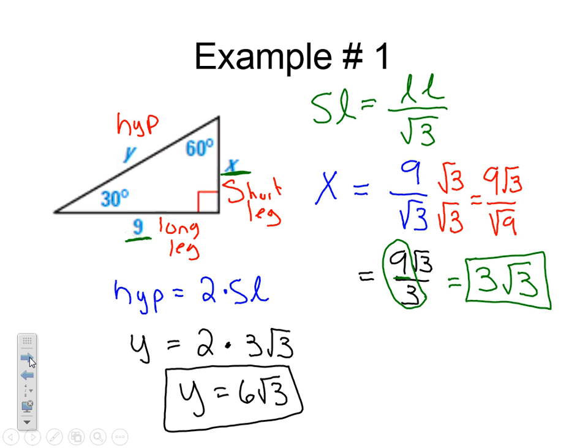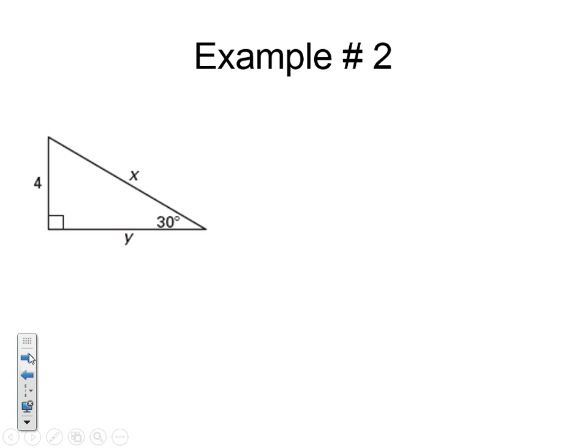Moving on to example number 2. Here we go. This one is also a 30, 60, 90 triangle.